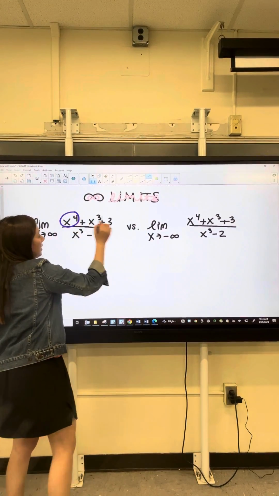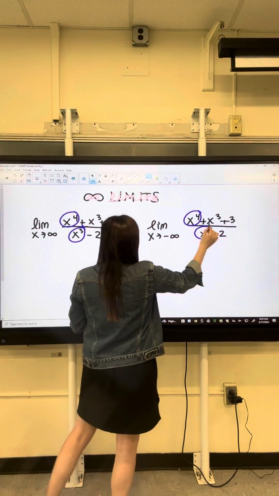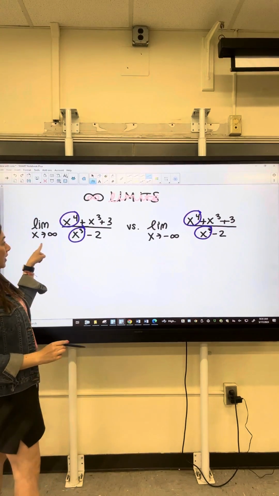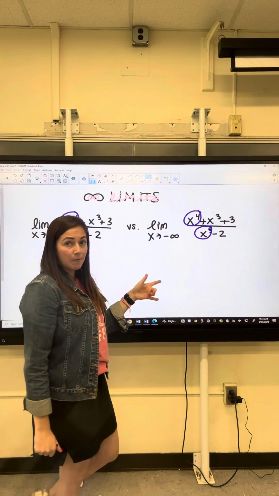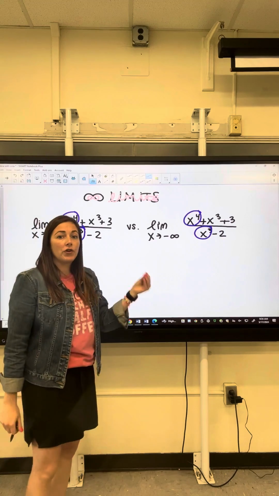And what you can see here, circle the highest power on the top and the bottom, is I created the same exact question, except I have approaching positive infinity over here, and over here we're approaching negative infinity. So let's see how that's going to change my answer. If the power is higher on top, you know your answer is positive or negative infinity.